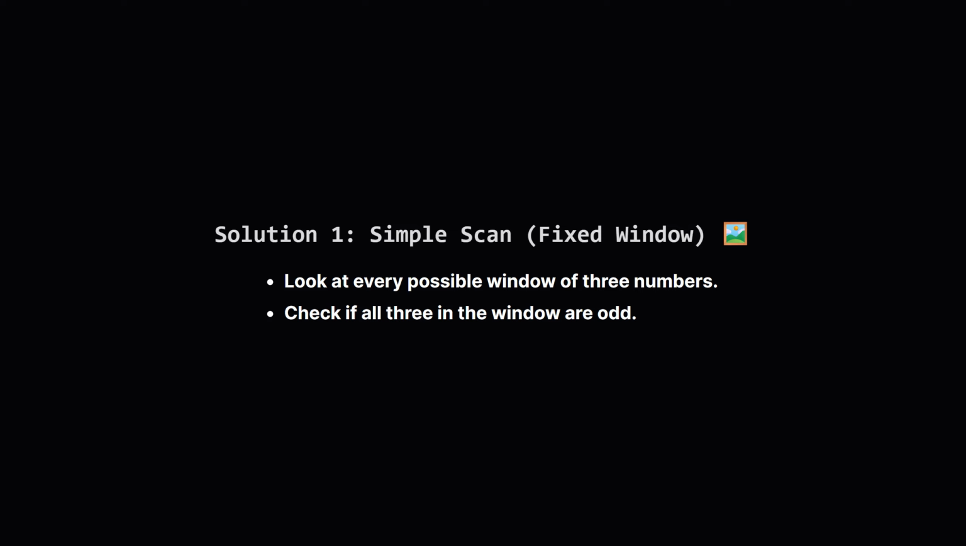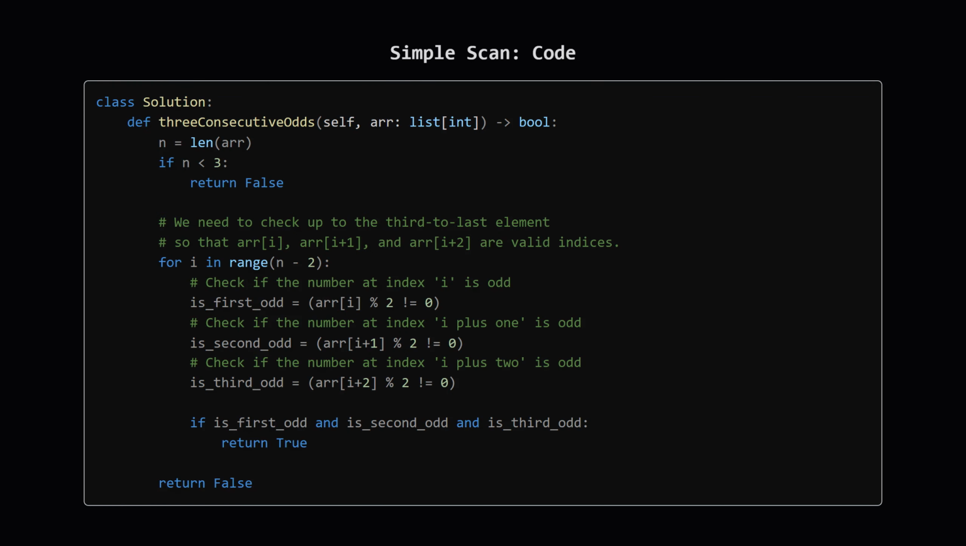Okay, so how can we solve this? The first idea, often the most straightforward, is to just look at every possible group of 3 consecutive numbers. We can imagine a little window that slides along our list, always looking at 3 numbers at a time. For each window we ask, are all 3 of these numbers odd? If we find such a window, we're done. Here's what that looks like in Python.